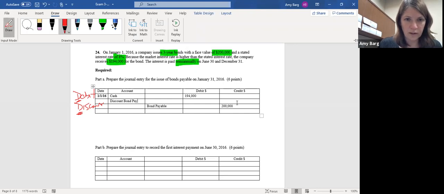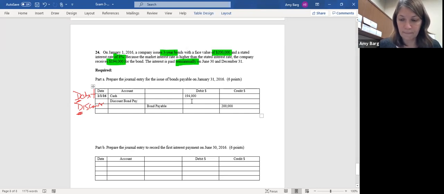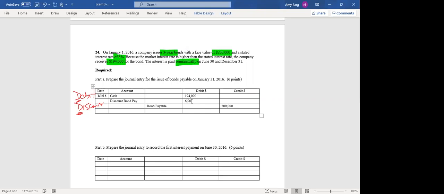So the discount, yep. How do you know the difference between a discount and a premium? Because that's what I've had trouble with, just finding which one to do.